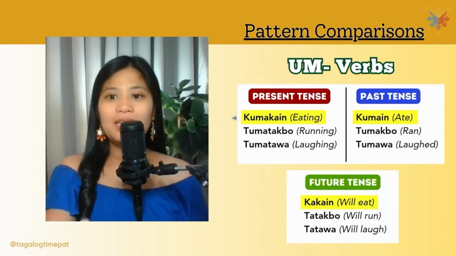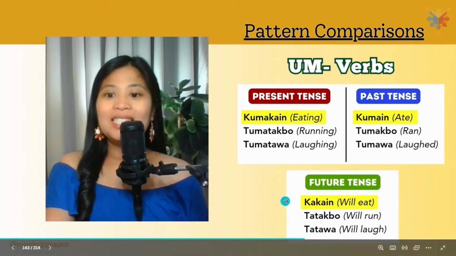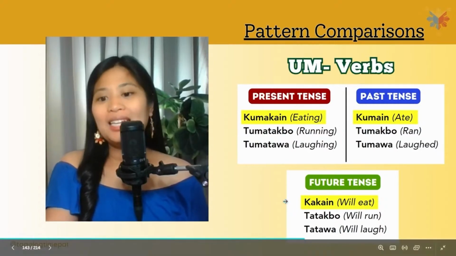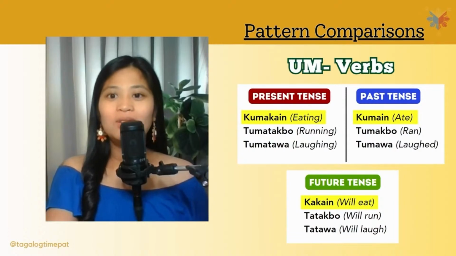In the present tense, to eat, it's kumakain. Kumakain ako. I am eating. In the past tense, it's kumain. Kumain ako. I ate. And then in the future tense, it's kakain. Kakain ako. I will eat. So very interesting. All of the conjugation patterns are different for verbs here.